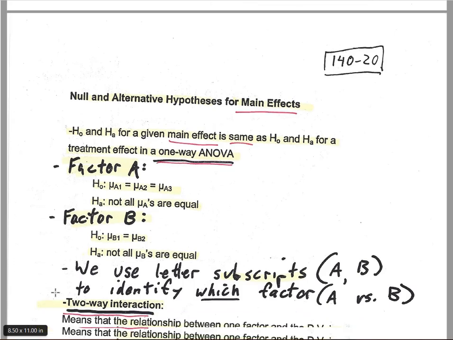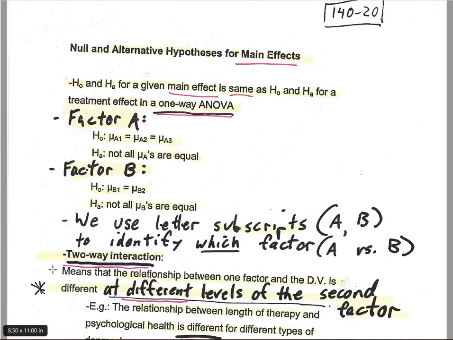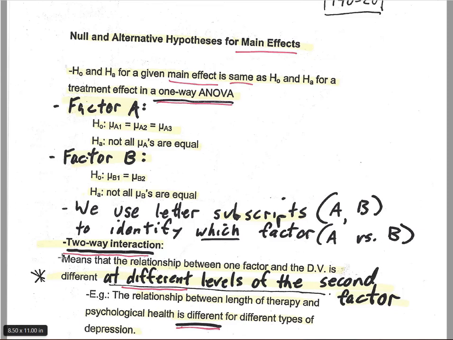We now move to the topic of two-way interaction. I defined it earlier. Let's look at an alternative definition. I gave you one definition earlier, which is a totally acceptable way to define it. A lot of students find it easier to understand if we instead define two-way interaction this way. A two-way interaction means that the relationship between one factor and the dependent variable is different at different levels of the second factor. I'll say that again.